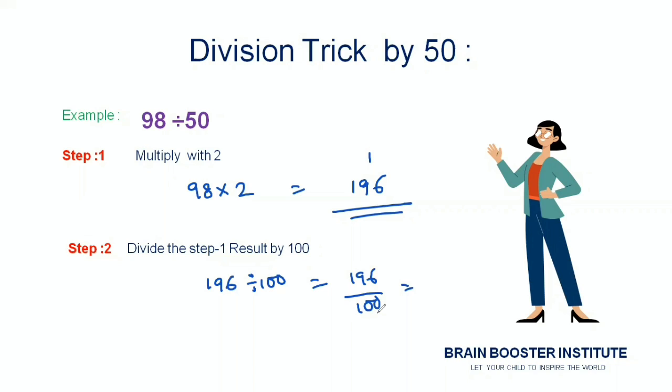As there are two zeros in the denominator, since we are dividing by 100, for 196 we place the decimal point before the two digits from the right side. So 1.96 would be the answer here. I hope you understand the steps here.